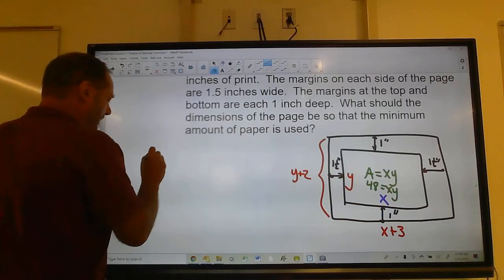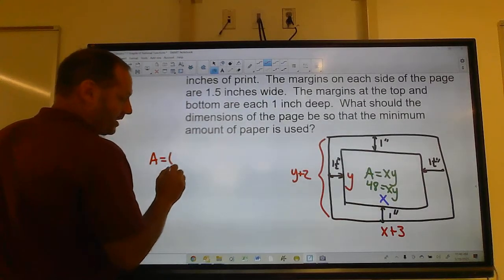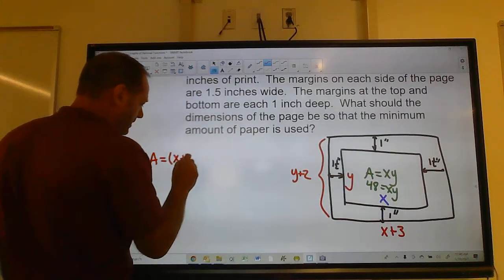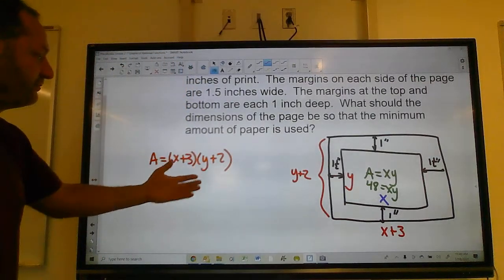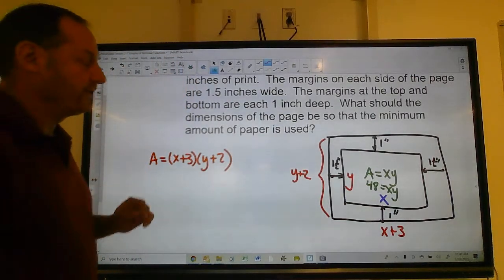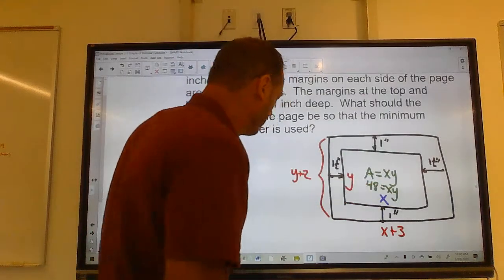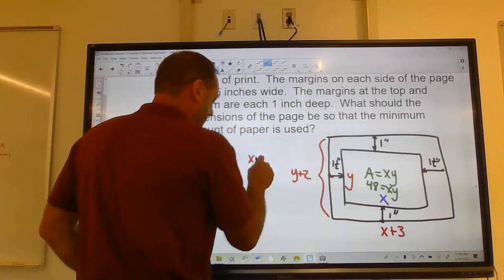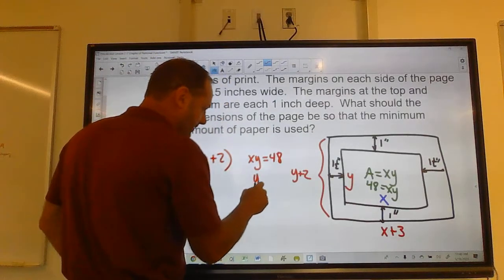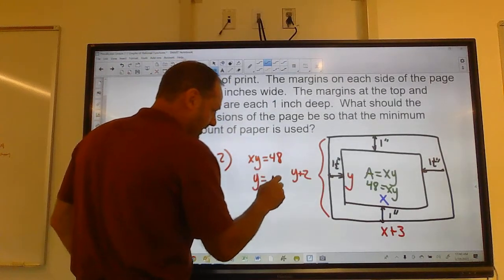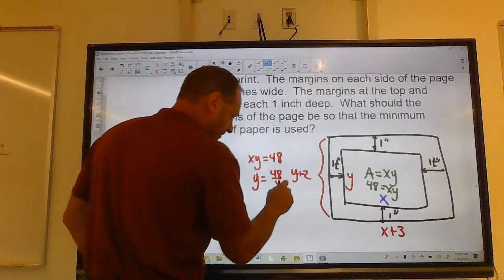So I get a formula. Area is going to be (x plus 3) times (y plus 2). The problem is I've got two variables in one equation. But wait, I have another equation over here. I know that x times y is 48. So I can solve for one of these. Let's solve for y. Divide both sides by x, so I get 48 over x.